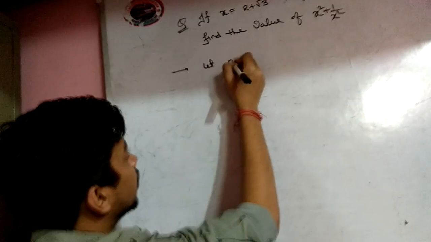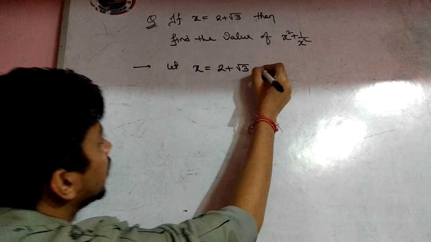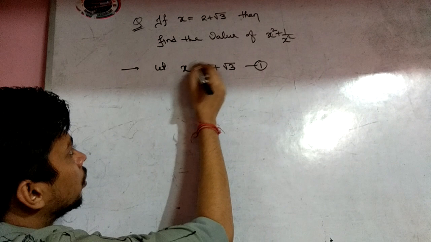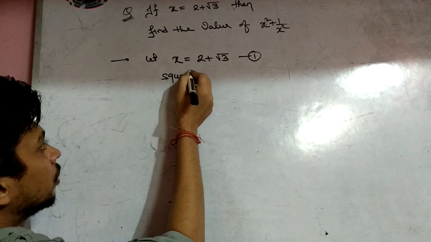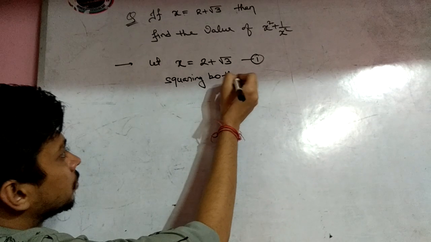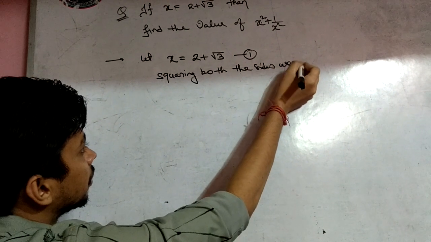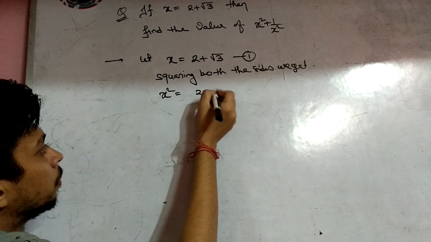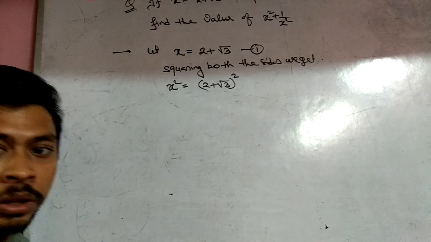Let x is equal to 2 plus root 3. Give it as equation number 1. Here we are having x square, so we have to square both the sides. Squaring both the sides, we get x square is equal to 2 plus root 3, and here square means the whole square.